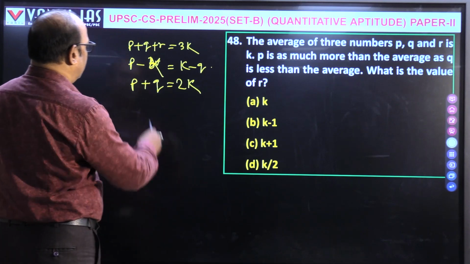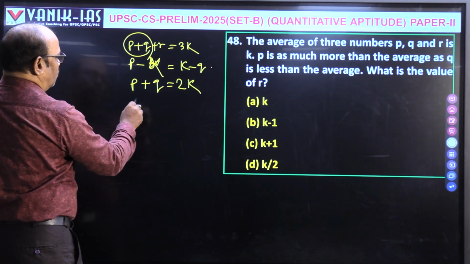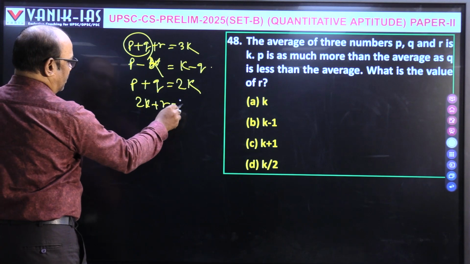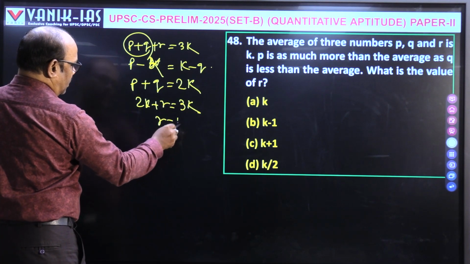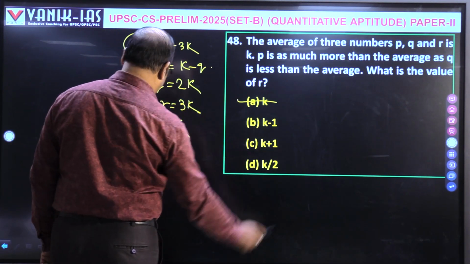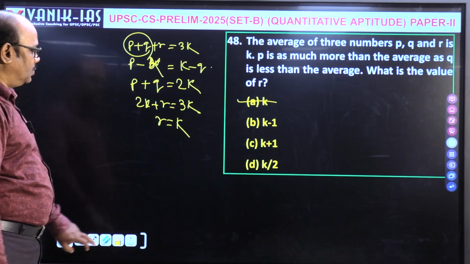So what is the value of R? Put here the value 2K plus R, that becomes 3K. So R equals K. That's why the answer is coming as the first option, A. Next question.